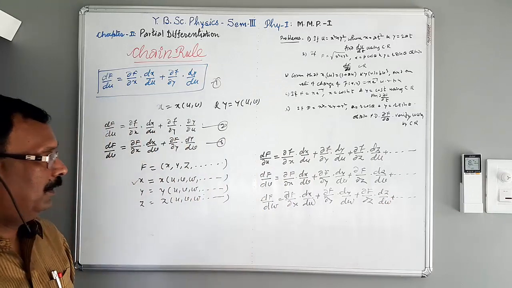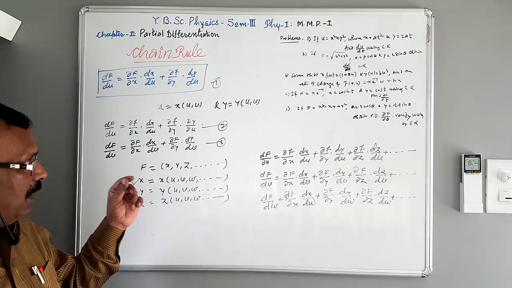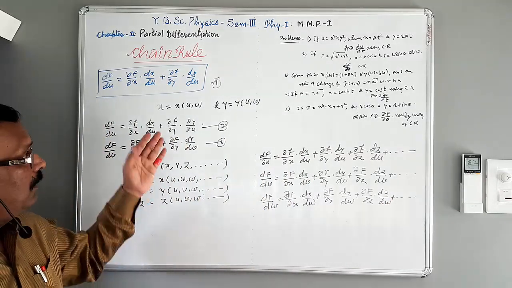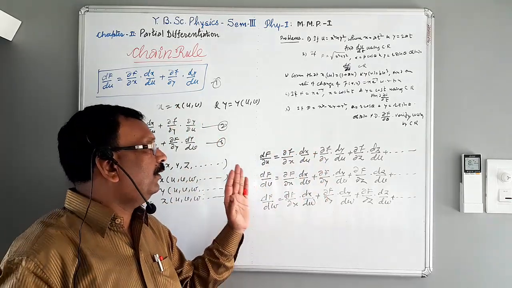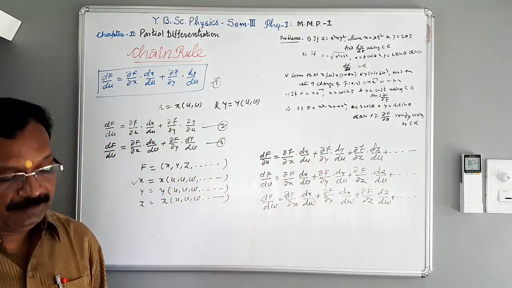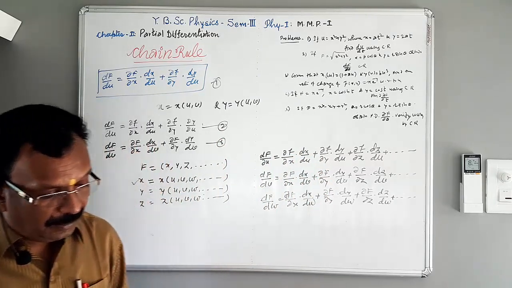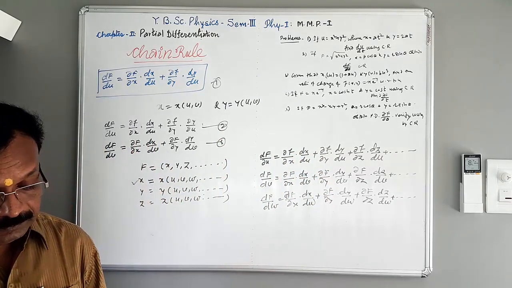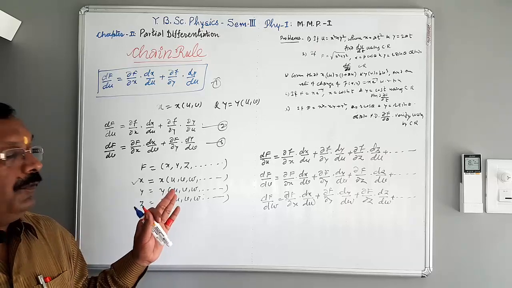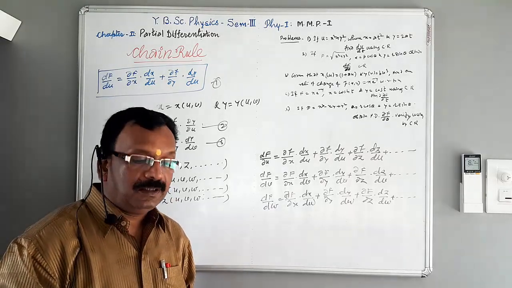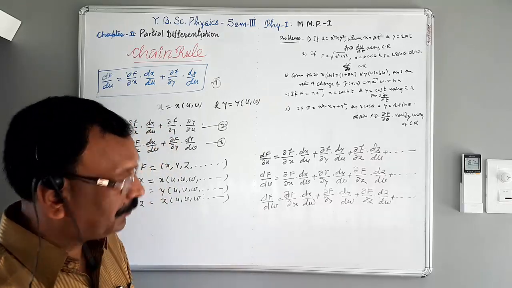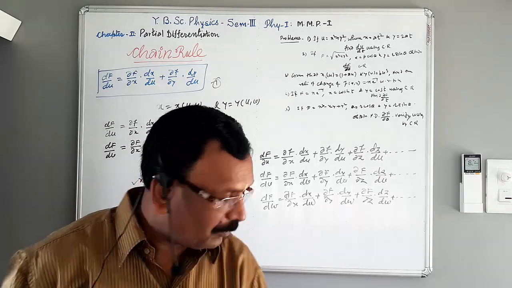In this way, we studied the chain rule for a single variable, the chain rule for two variables, and the general case of multiple variables. Okay. Now using the chain rule, we have to find solutions for some typical problems. Consider the first problem.